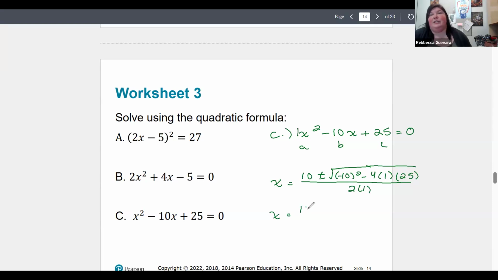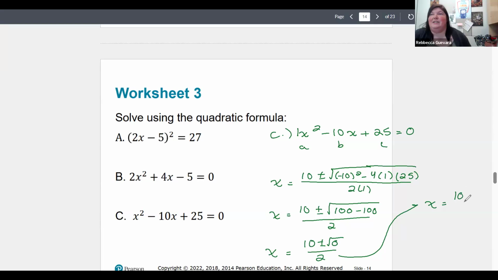So what you're going to see here is we're going to get 10 plus or minus the square root of 100 minus 100, divided by 2. Meaning I really only have 10 plus or minus the square root of 0 divided by 2, which means x is just going to be 10 divided by 2, and x is going to be 5. So you may have noticed that this one is actually a perfect square. So this is actually (x minus 5) squared equals 0. So in this case, we only get one solution.